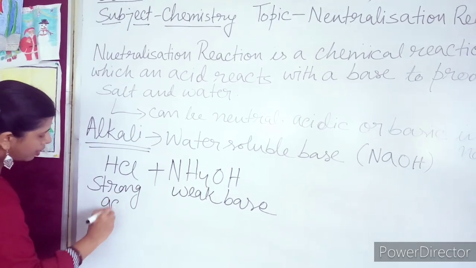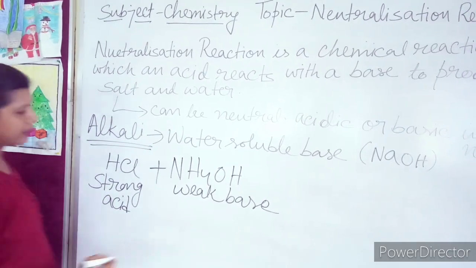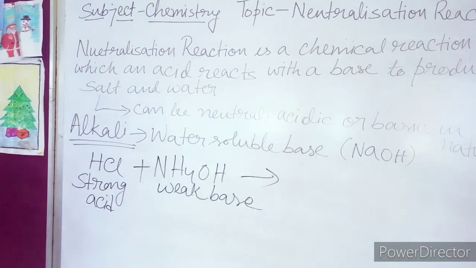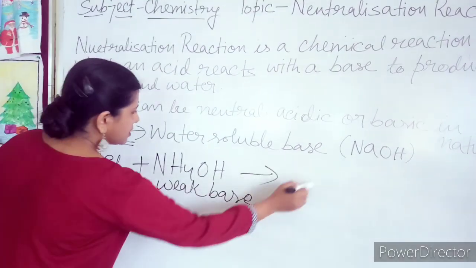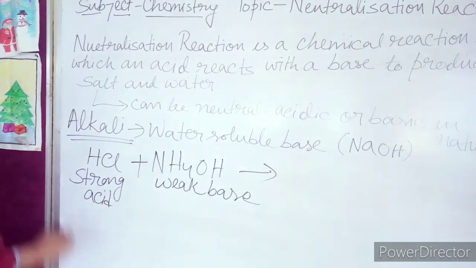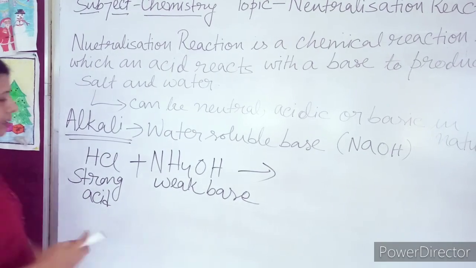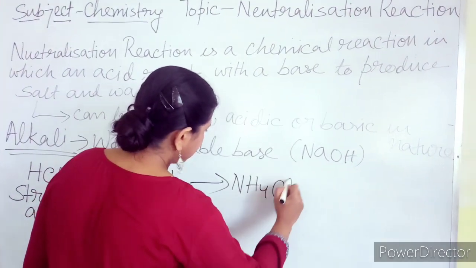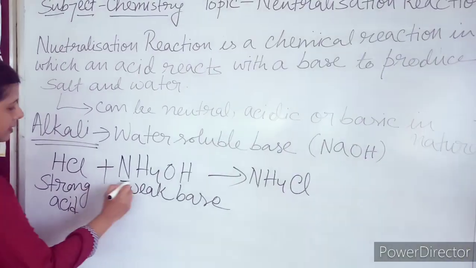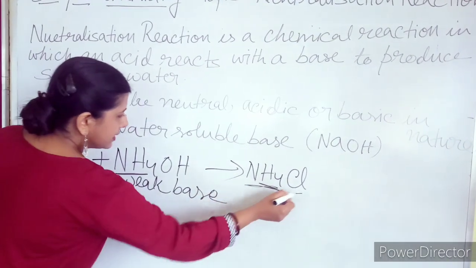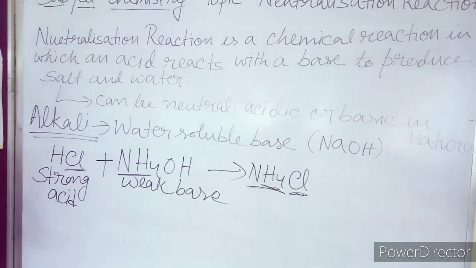So when strong acid reacts with weak base, the product that is going to form is the salt, the first part comes from base and second part comes from acid. So what will be the salt? NH4Cl, ammonium chloride. This part is coming from the base and this part is coming from the acid.